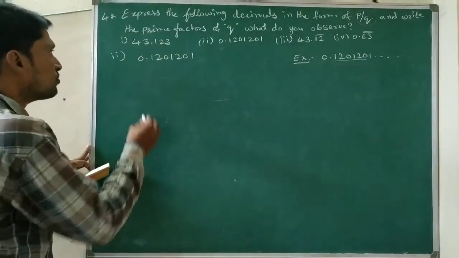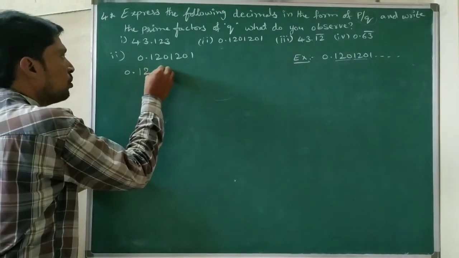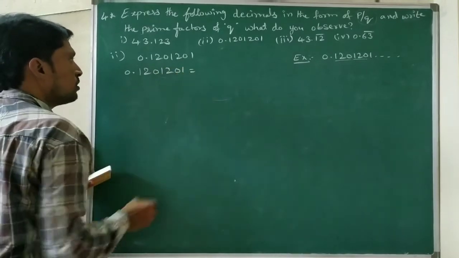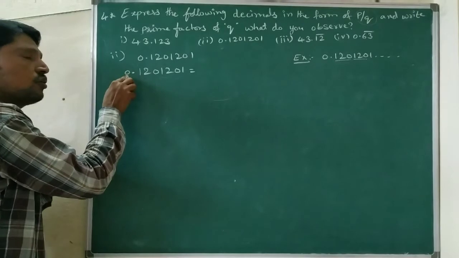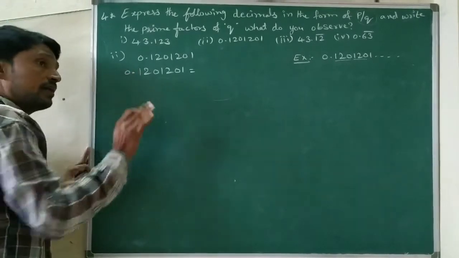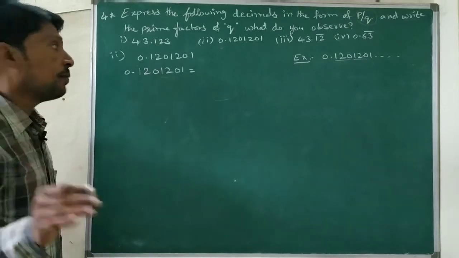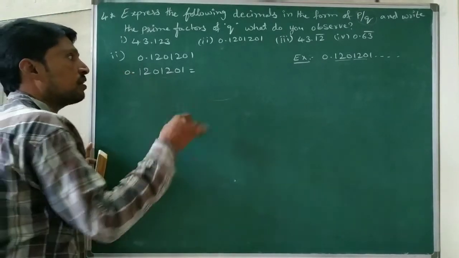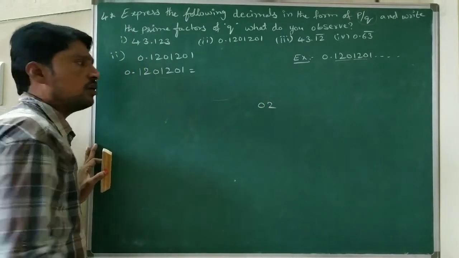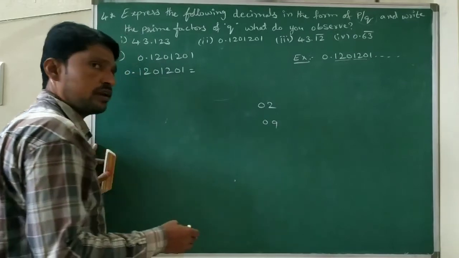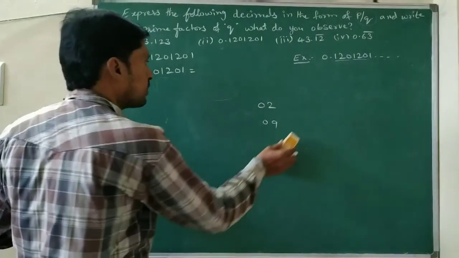Now I am writing the decimal form: 0.12012001 equals. Here the digit before the point is 0, and 0 means no need to write. But any other integer we compulsorily need to write. For example, 02, how do we write it? Only 2. And 09, how do we write it? Just 9 only.